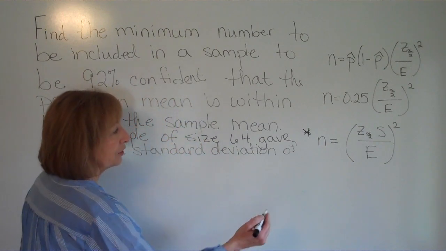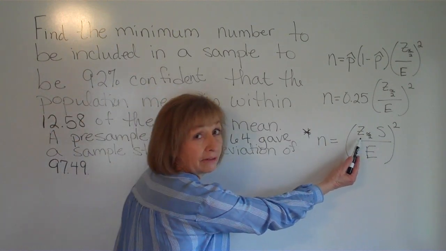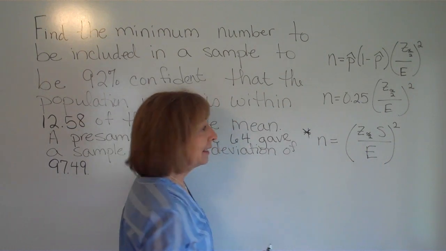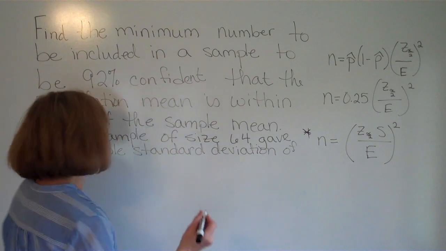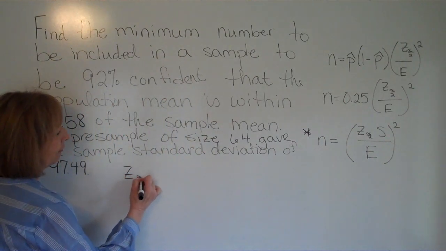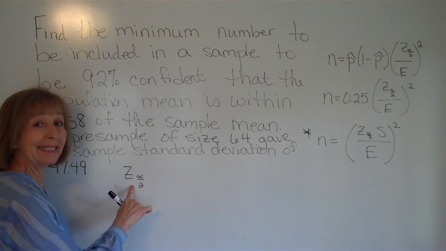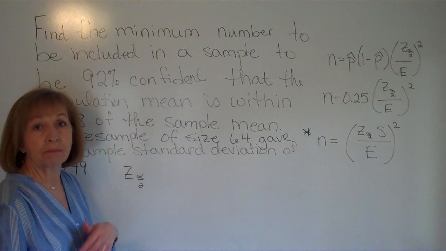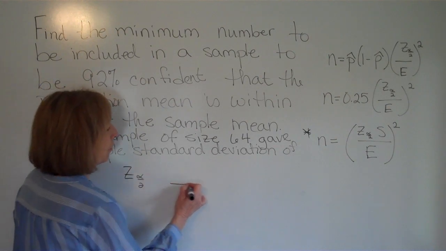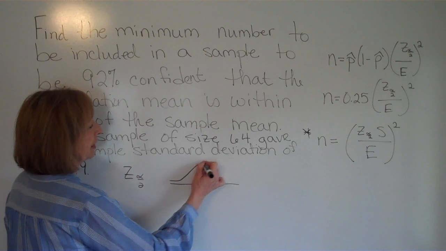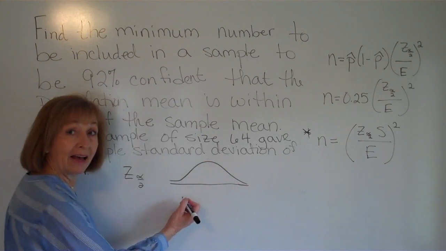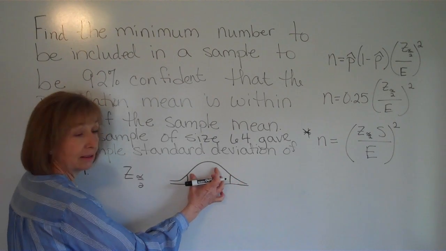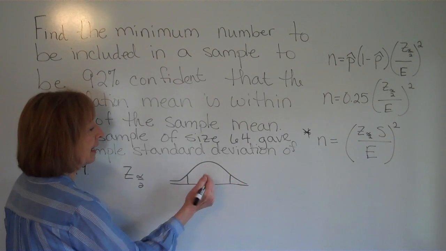Okay, so what do we need to finish this out? We need to find z sub alpha over 2, s, and e. So z sub alpha over 2. Well, remember, z sub alpha over 2 is the z-score such that you meet the requirements of what percentage you have. So it's to be 92% confident, and with confidence intervals, that percent is in the middle of the area. It's that area, 0.92.